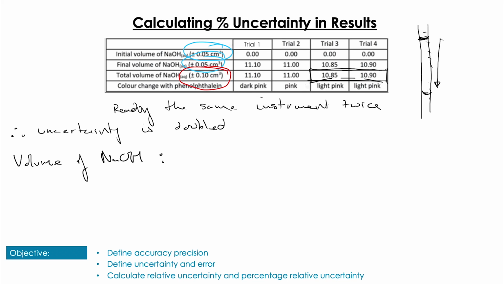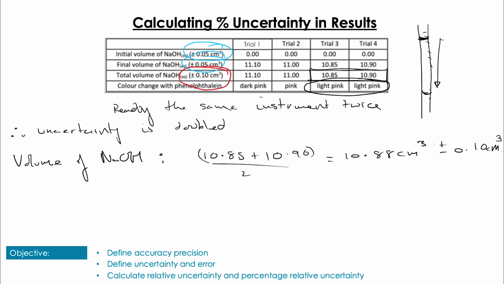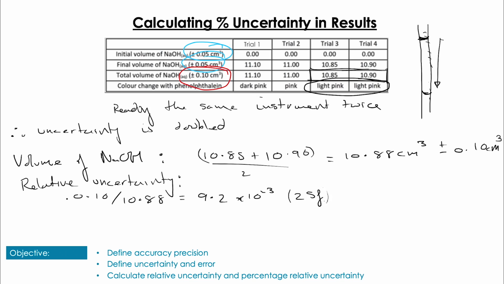First of all, we would want to calculate the average volume by using our two titrations that were within 0.05 of each other, which gives us 10.88 centimeters cubed plus or minus 0.10. And then we calculate our relative uncertainty, again, absolute over the value, giving 9.2 times 10 to the minus 3 to two significant figures, and just multiply that by 100 for our percentage value, which is 0.92% to two significant figures.